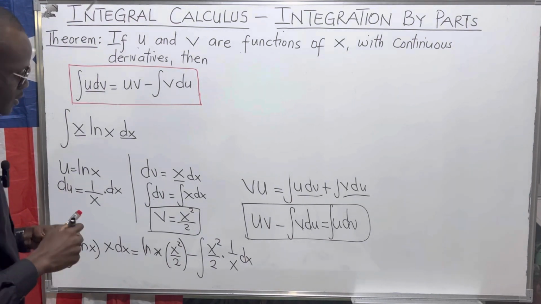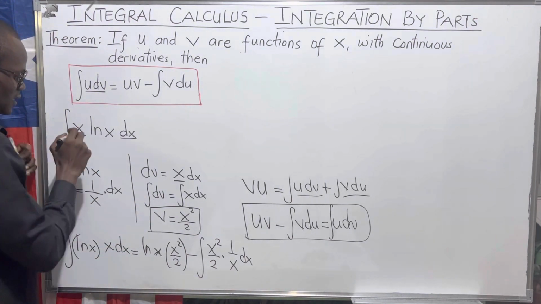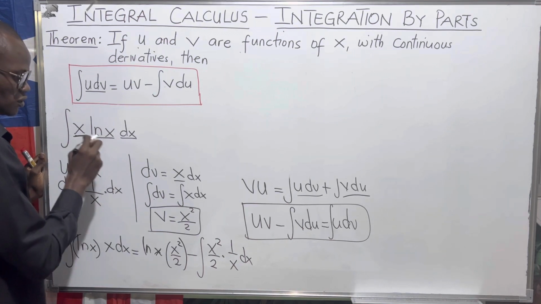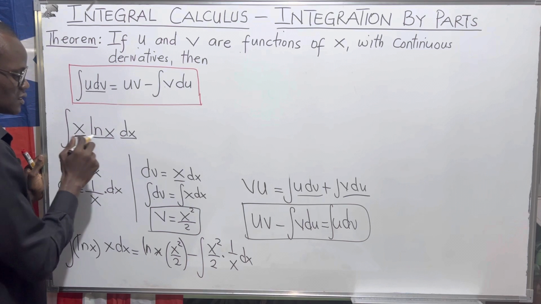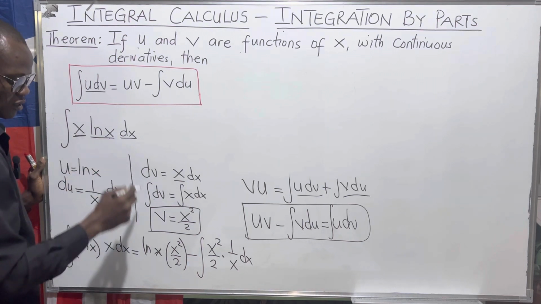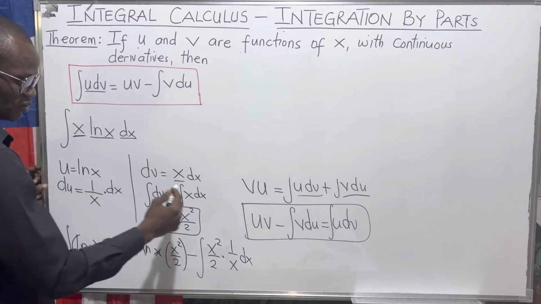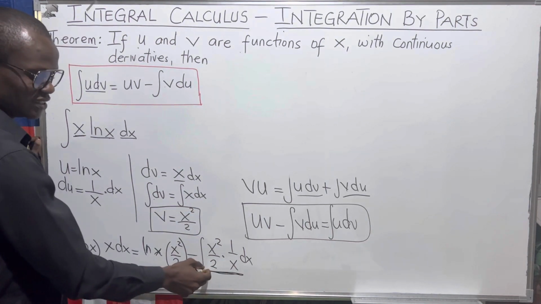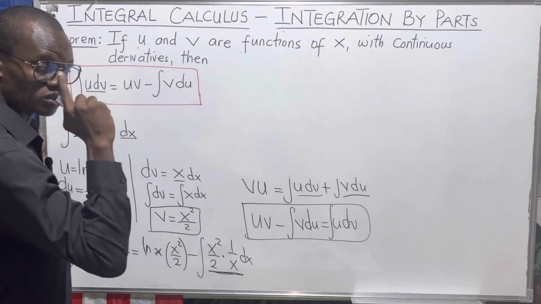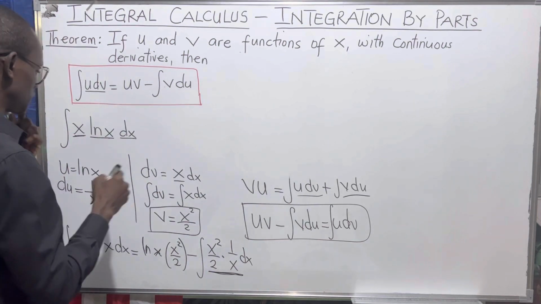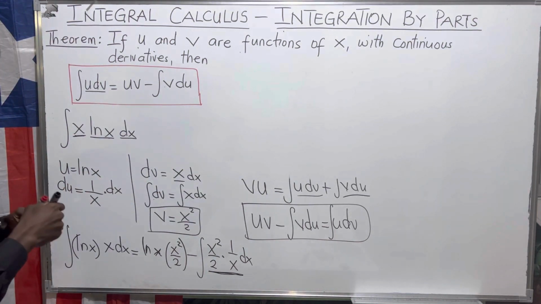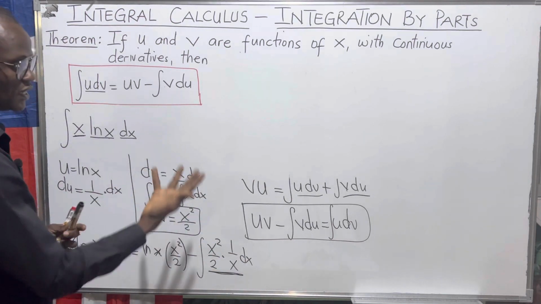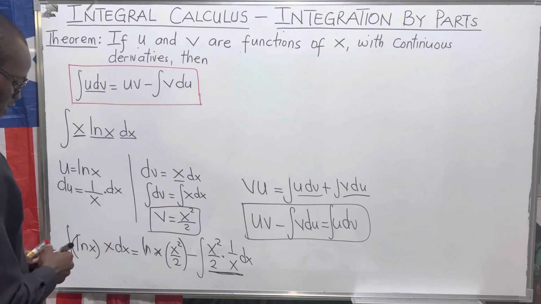We notice that from the onset we had an integrand that involved two functions, an algebraic function and a natural logarithm function. But after we applied the integration by parts method, the problem was reduced to an integrand that comprises just a single algebraic function. So this is why integration by parts is actually important.